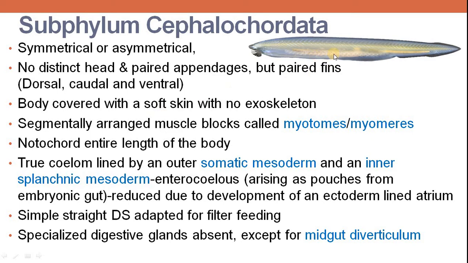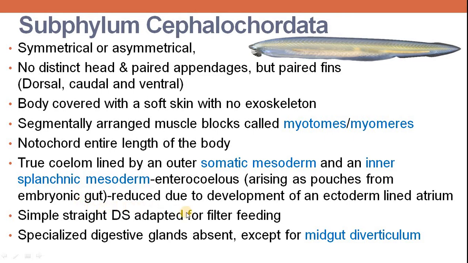Body is covered with a soft skin with no exoskeleton. Segmentally arranged muscle blocks can be seen. They are called myotomes or myomeres. The notochord is seen from the anterior-most end to the posterior-most end, that is, the entire length of the body. Then the true coelom is lined by an outer somatic mesoderm and an inner splanchnic mesoderm. That's why it is said to be enterocoelous. Enterocoelous means the coelom arises as pouches from the embryonic gut, not by the splitting of the mesoderm.